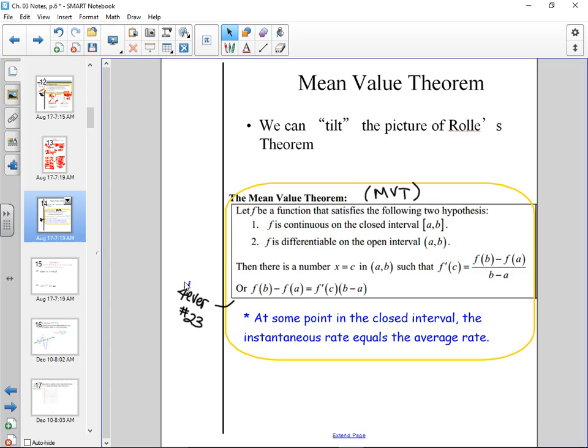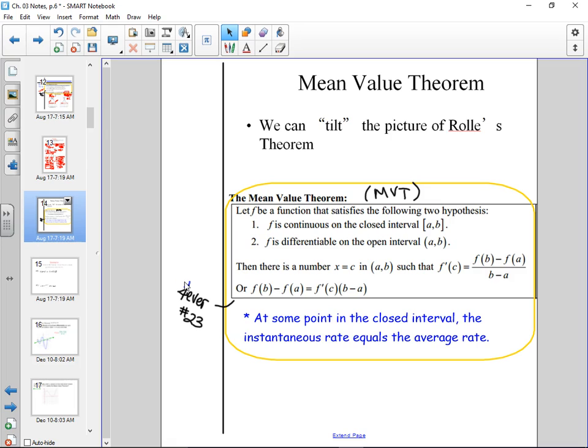F prime of C has to equal 0 somewhere. But then this guy later was like, hey, I wonder if we can generalize it and just say the derivative has to be whatever the slope is in between the 2 points. And we'll see graphs to figure out exactly what's going on. But long story short, F still has to be continuous on the closed interval, A to B. Same as Rolle's. F still has to be differentiable on the open interval, A to B. Same as Rolle's. But what's missing? F of C equals 0.